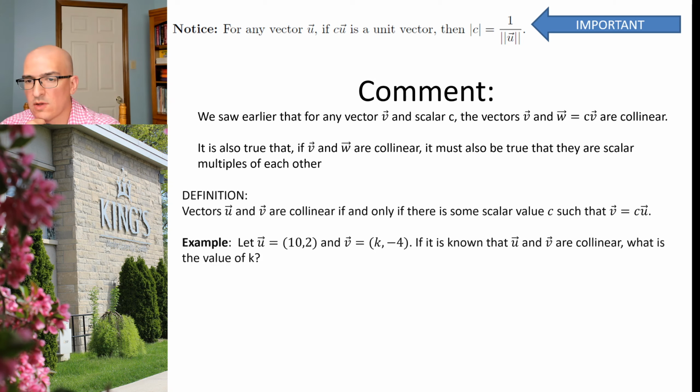Let's put that definition in action. We're given the vector u, 10, 2, and a vector v, k, negative 4, where k is unknown, and we're asked that if we're told that u and v are collinear, what must the value of k be?